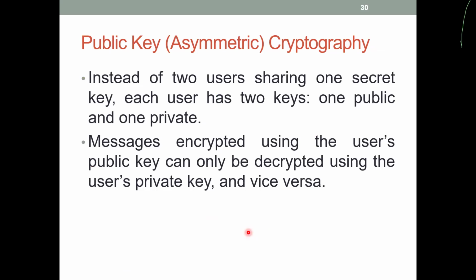So asymmetric encryption, I already explained. In symmetric encryption, two users are using the same key. But in asymmetric encryption, public key encryption, we are using key pairs, one public key and one private key. A message encrypted using the user's public key can only be decrypted using the private key. That is the concept.